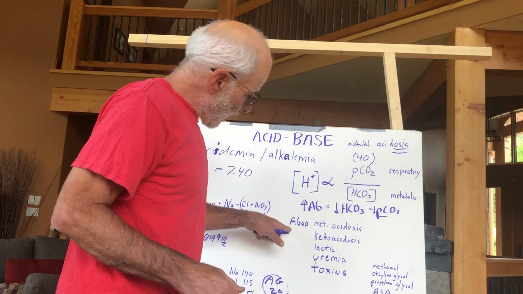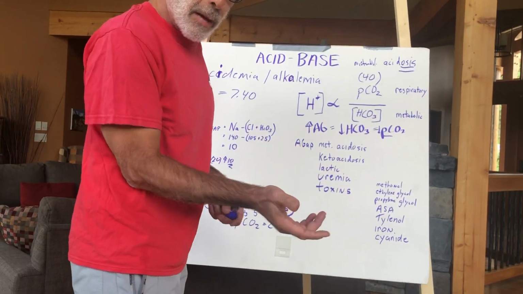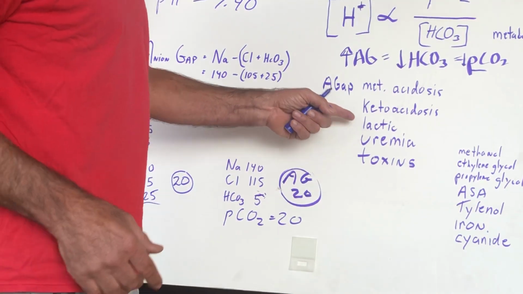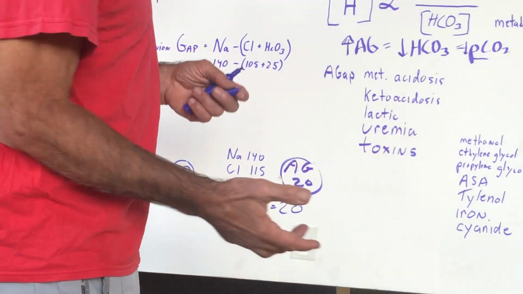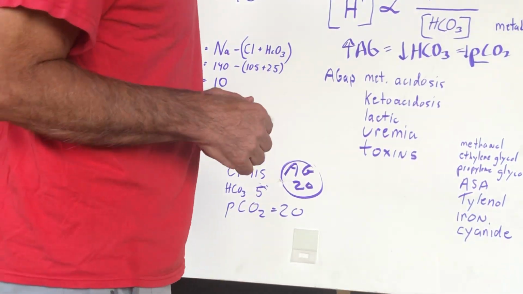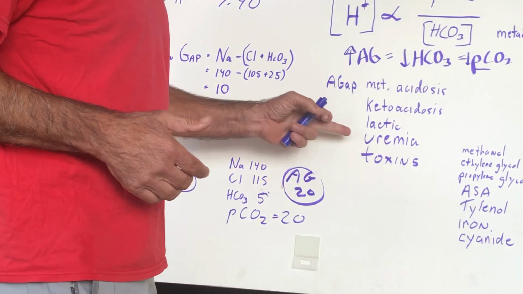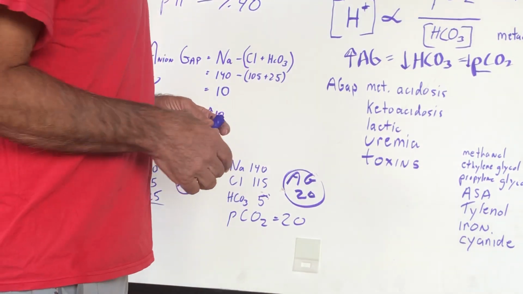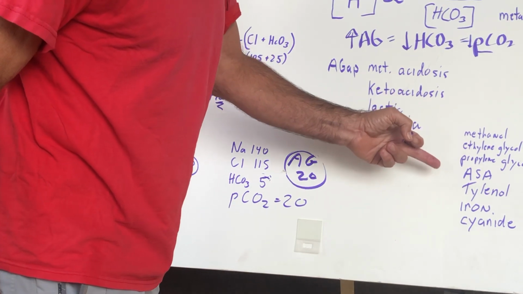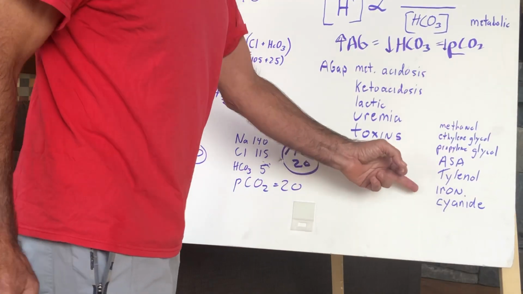So for an anion gap metabolic acidosis, the primary causes of that are ketoacidosis: diabetic ketoacidosis, alcoholic ketoacidosis, starvation ketoacidosis; lactic acidosis. Lactic acidosis could be various types. It can be from not having enough oxygen. There's also types that aren't related to hypoxemia. Uremia is essentially renal failure. And most important is toxins. Some of the important toxins: methanol, ethylene glycol, propylene glycol, aspirin, Tylenol, iron, cyanide.